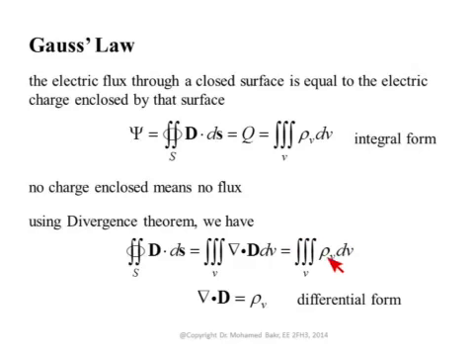So now we have two volume integrals. One of them is the integral of the divergence of D dv. The other one is the integral of rho v dv. So this is simply saying that if we integrate over the same volume, the integral of the divergence of D is equal to the integral of rho v. Now this can only happen for any arbitrary volume if at every point in space the divergence of D is equal to rho v. And this is called Gauss law in differential form.